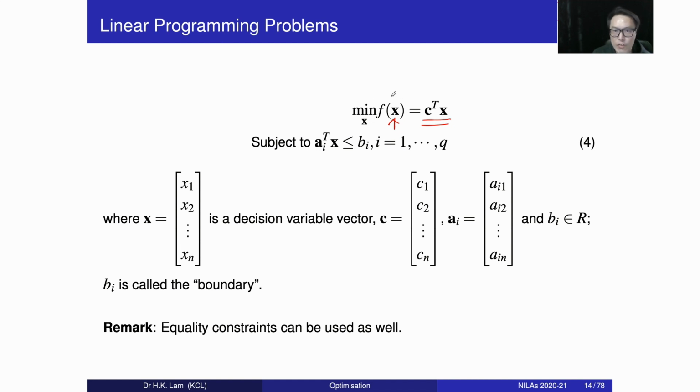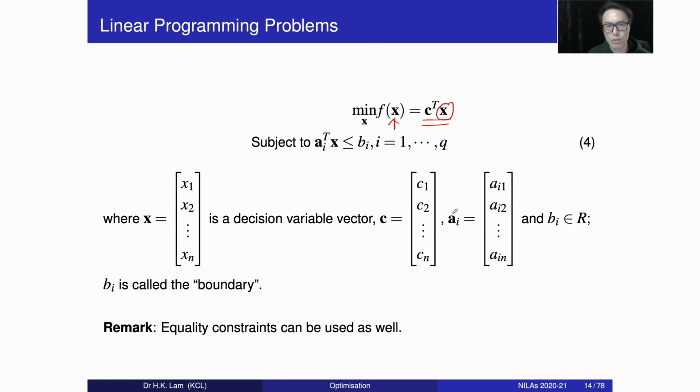Because everything is linear. The cost function is c transpose times x. If you look at this c, that is a column vector. If you apply the transpose right here, it becomes a row vector. So c1, c2 up to cn are constants, and they are defined by the application. And then the unknown right here, the decision variables, we are going to adjust the value of x so that we minimize this cost, subject to some constraints.